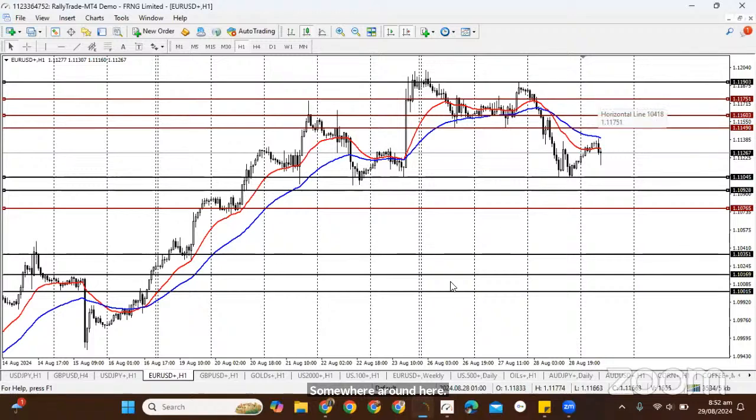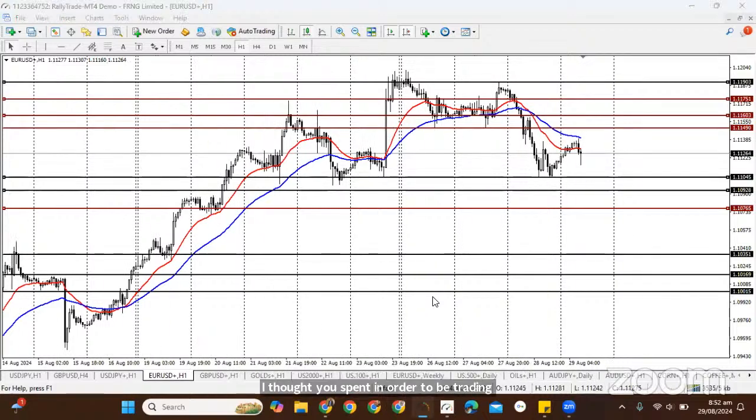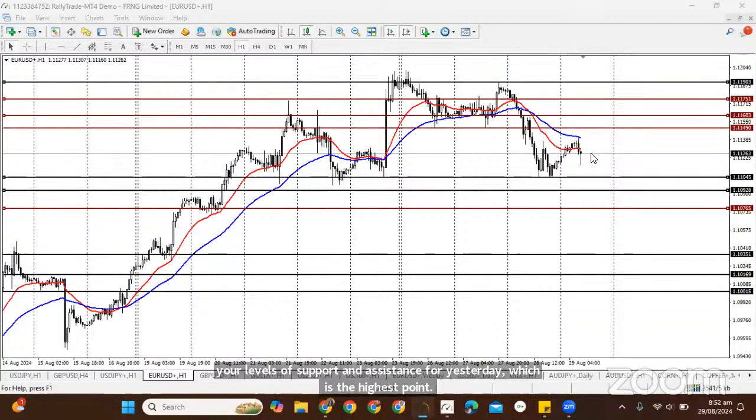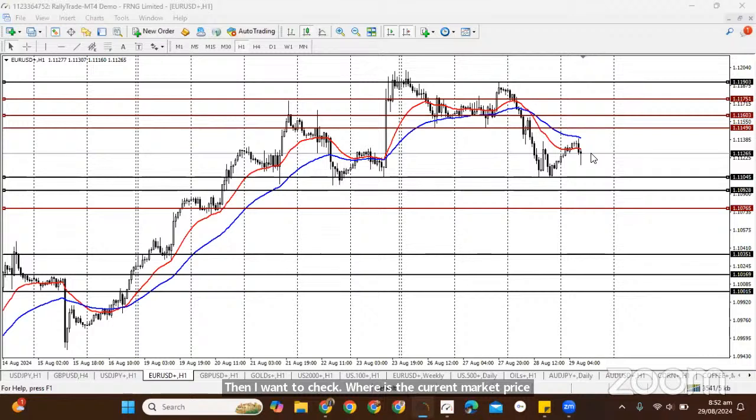If you are setting pending order and you want to use pending order to be trading every day, all right? So that's what you need to do. The first thing you need to do, number one, is check your levels of support and resistance for yesterday, which is the highest point and the lowest point. After checking those, you now want to check where is the current market price, because every decision has to do with the current market price in reference with what has happened.